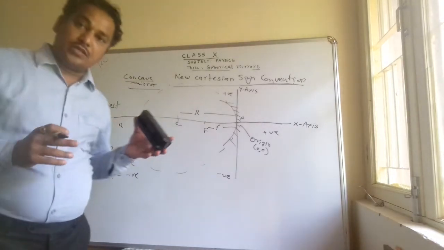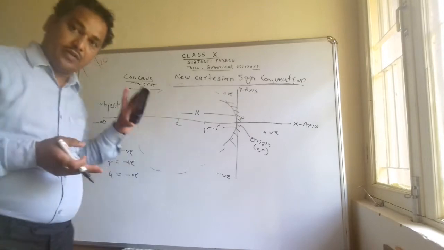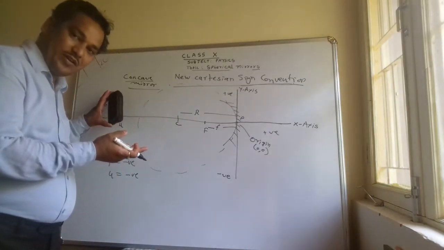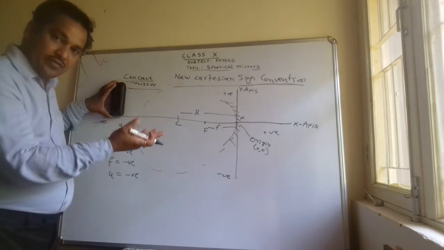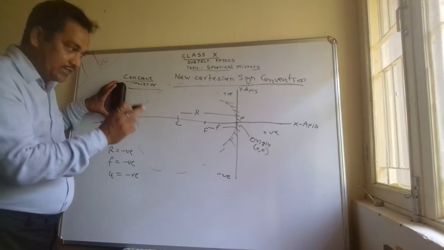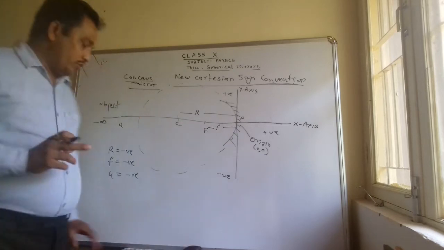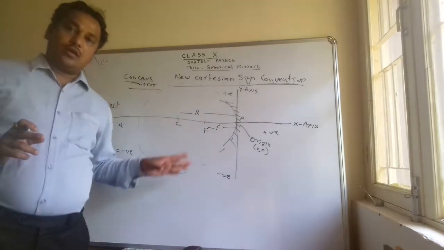As in the alphabet ABCD, you are aware that u comes first, then v comes. Similarly, when we keep the object, only then will we see its image. So the distance of the object is taken as u, and wherever the image is formed, that distance will be taken as v. Keep this in your mind. Okay, so this is about the new Cartesian sign convention for the concave mirror.